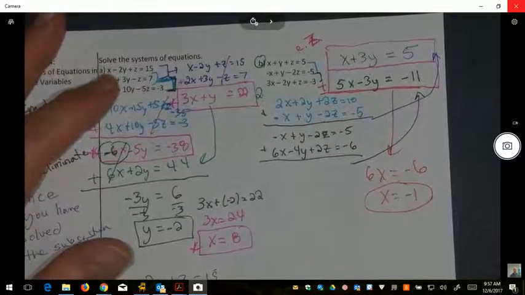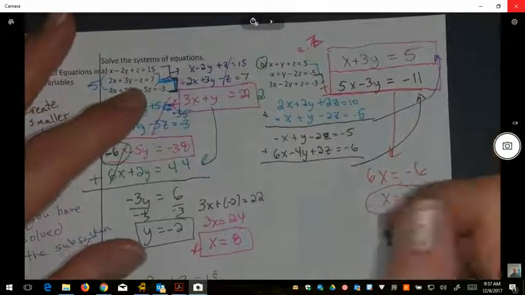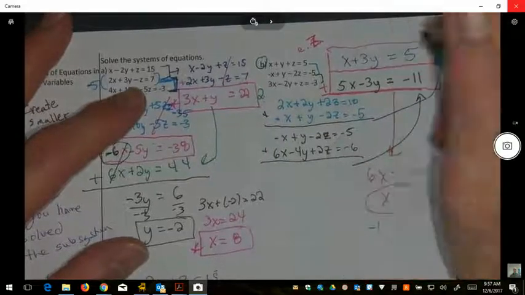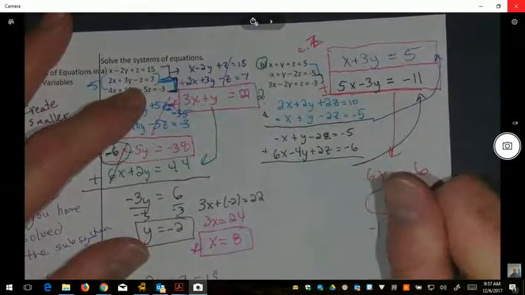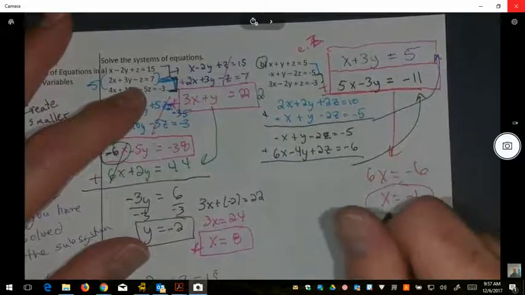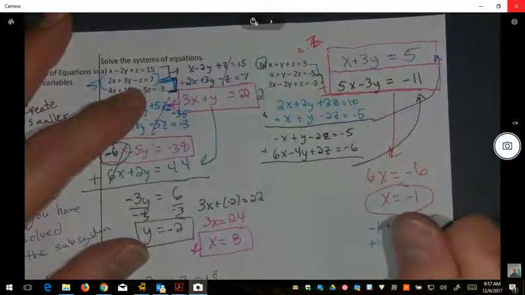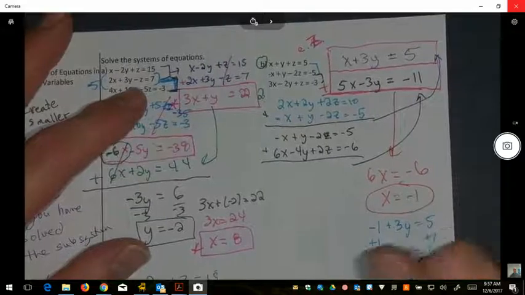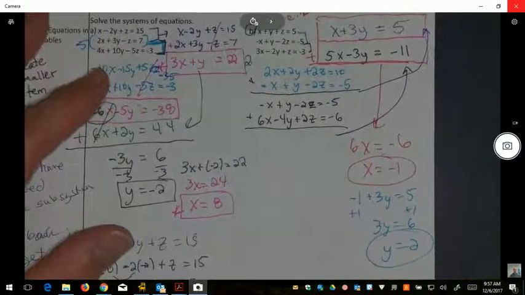What am I going to do with that negative 1? Plug it back into one of those equations. I'm going to pick this one right here, the top one in pink. Negative 1 plus 3y equals 5. So when I add 1, 3y equals 6, giving me y equals 2.